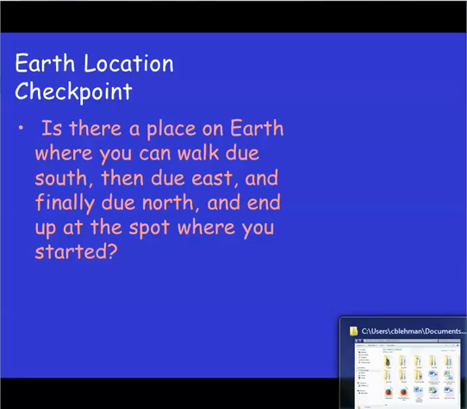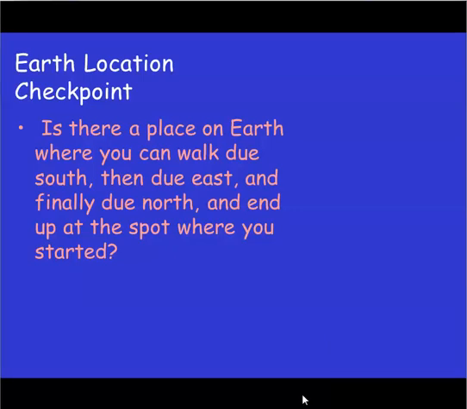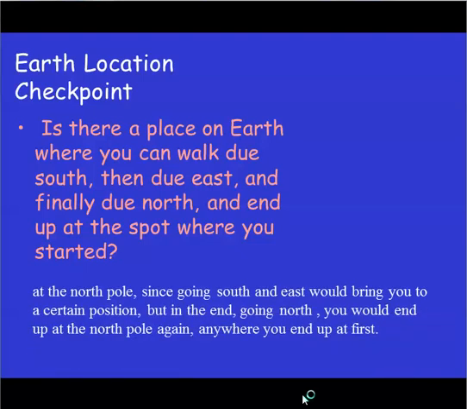I would like to start with the checkpoint question. Is there a place on Earth where you can walk due south, then due east, and finally due north, and end up at the spot where you started? Well, it turns out the North Pole would do that for you. Since going south and east would bring you to a certain position, but then in the end, going north, you would be right back where you started from.